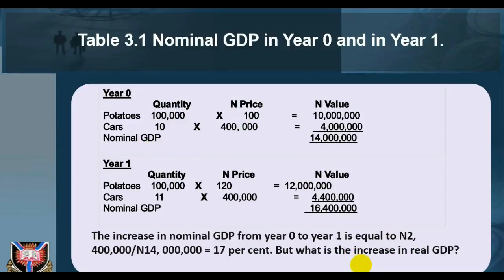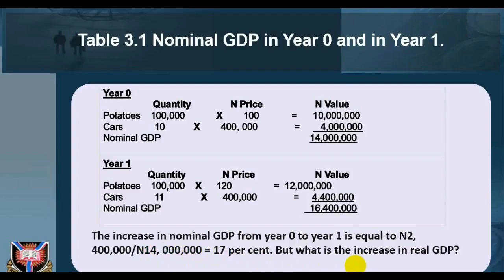100,000 times 100 naira plus 11 times 400,000 naira, which gives us a total of 14,400,000 naira. The increase in real GDP is therefore equal to 400,000 divided by 14 million, or 2.86%. Instead of using year 0 as a base year, we could have used year 1 or indeed any other year.